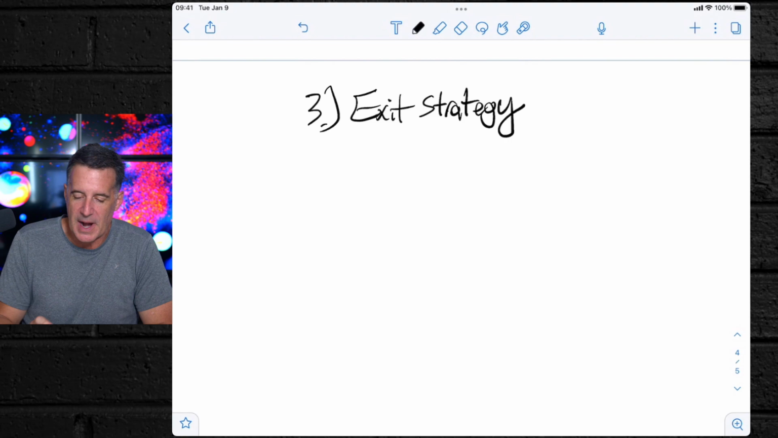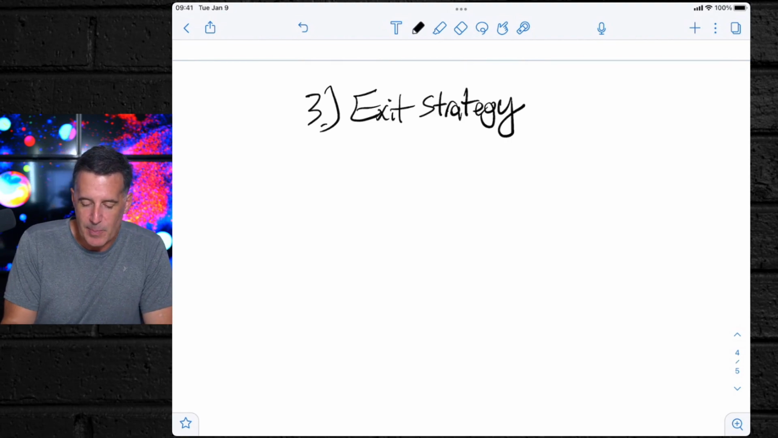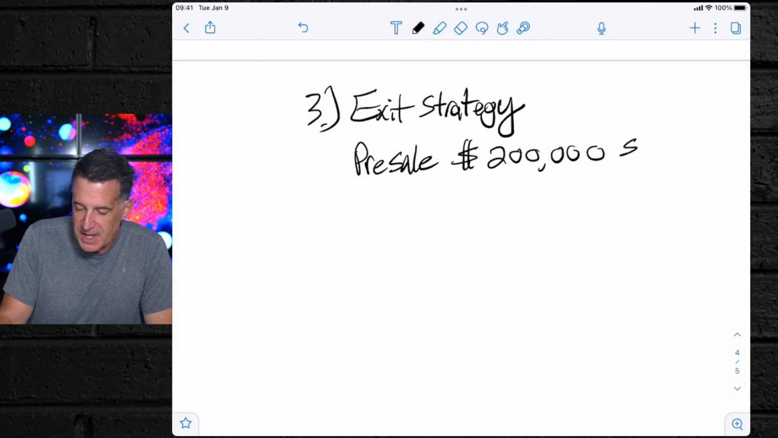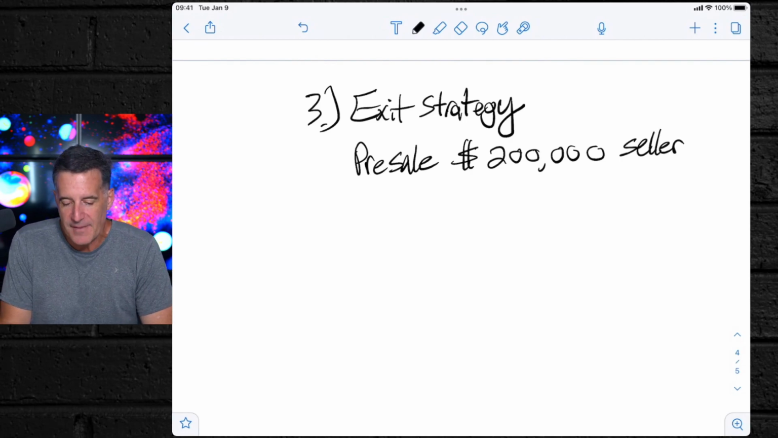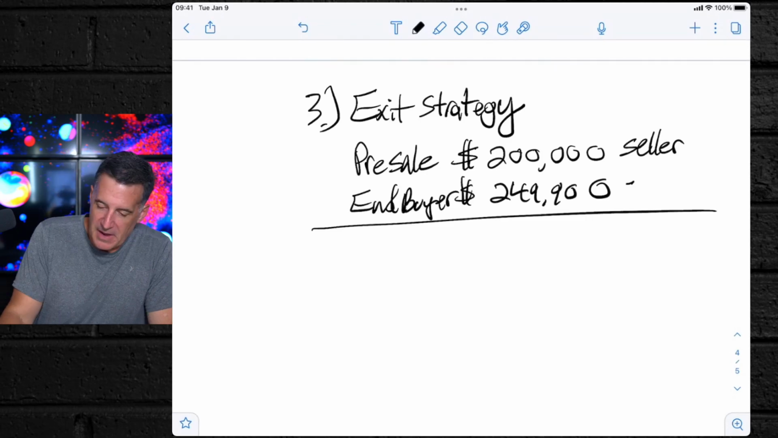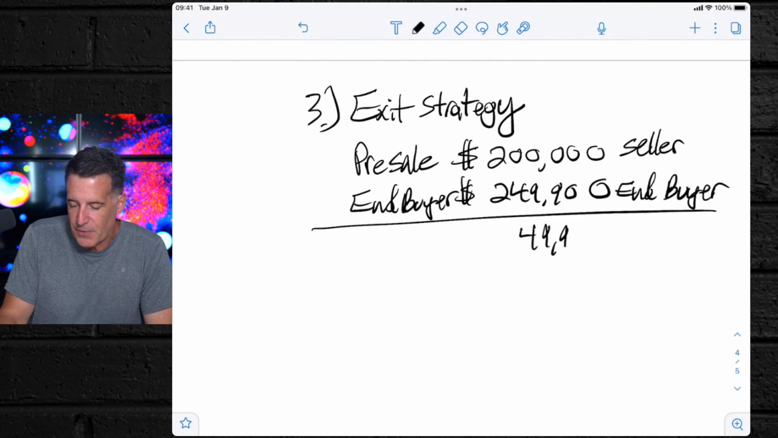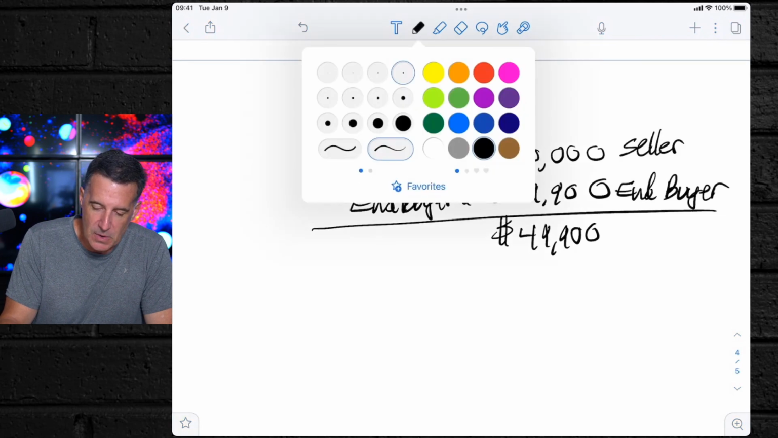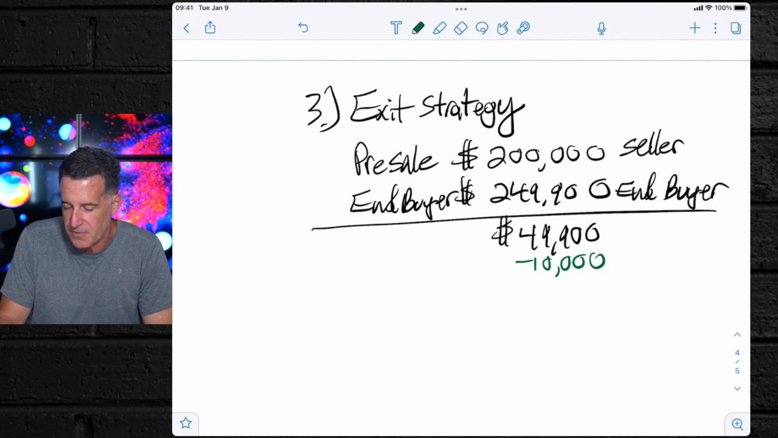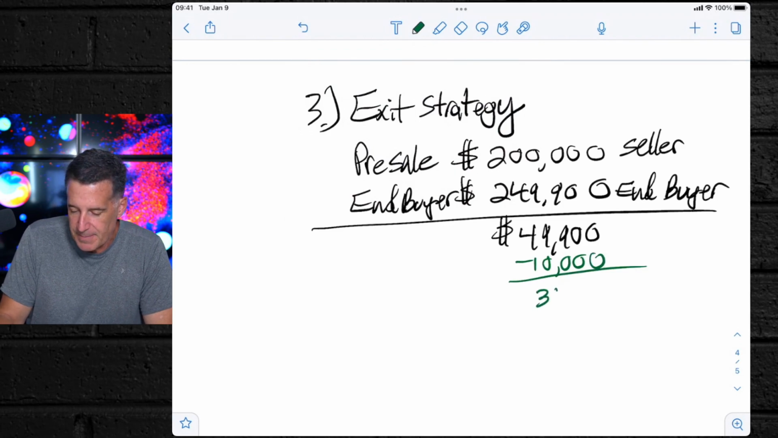On your exit strategy, the really cool thing is you have a preset sale price. Let's just call it $200,000. That's what you've promised the seller originally on the subject-to. Then you have the rent-to-own option where you're selling it to your new end buyer for $249,900. If you look at this after the 60 months, you're like, oh, Rick, you made $49,900. That's how it looks on the surface. So let's assume we took off 10 grand in closing fees, maybe there's a realtor involved, something like that. That winds up being $39,900.